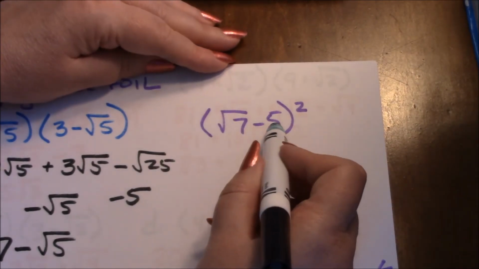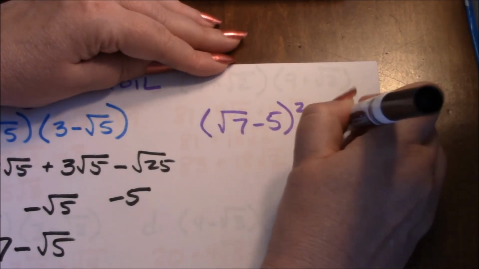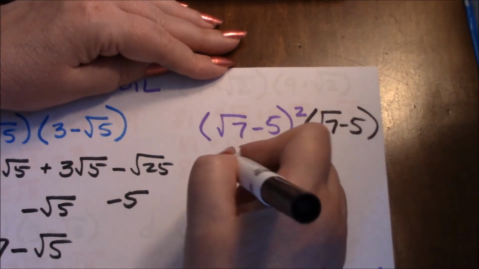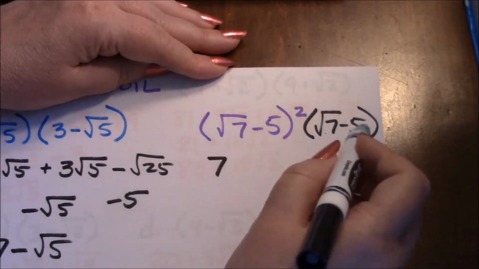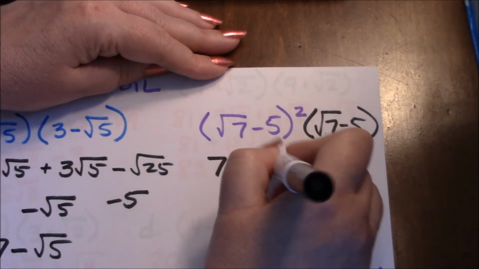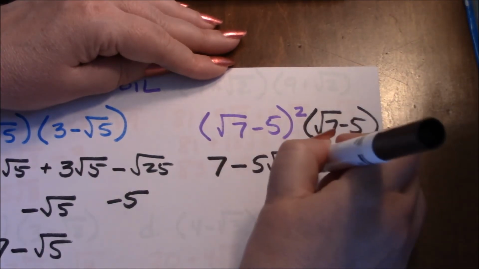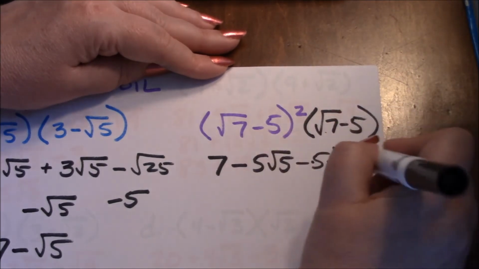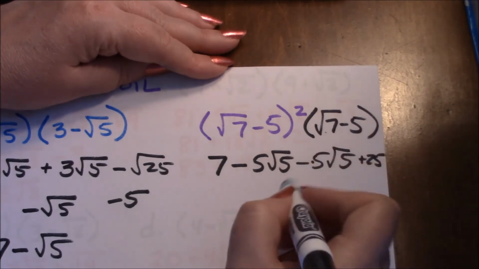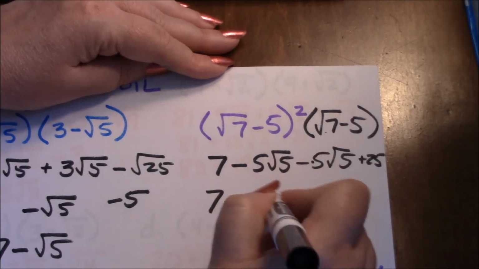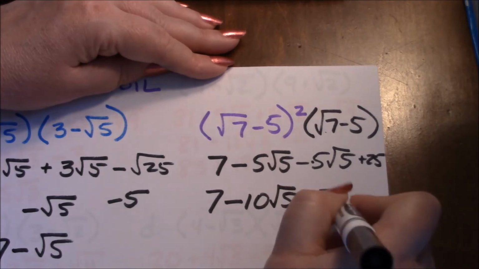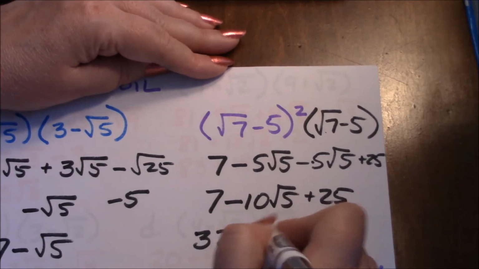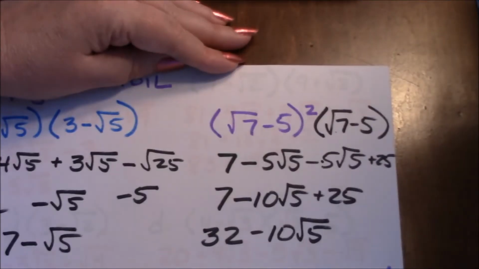Root 7 minus 5 times root 7 minus 5, when we do FOIL. Root 7 times root 7 is 7. Root 7 times negative 5 is negative 5 root 7, and these two are negative 5 root 7. And negative 5 and negative 5 is positive 25. So 7 minus 10 root 7 plus 25. 25 plus 7 is 32 minus 10 root 7.